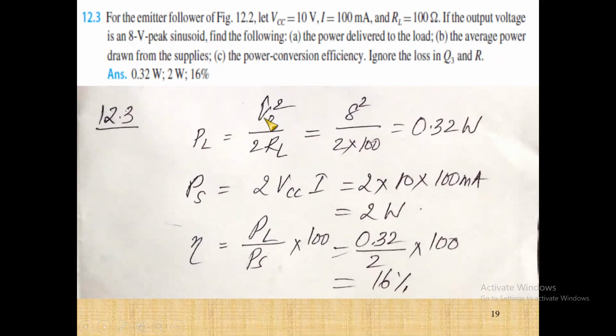So PL is equal to V0 squared by 2RL, where V0 is the peak value. So 8 squared divided by 2 into the value of RL, which is 100, and that gives us 0.32 watt. PS is equal to 2 VCC into I. The VCC value is 10 here, and the value of I is given as 100 milliamperes, and that turns out to be 2 watts. The efficiency is PL by PS into 100 in terms of percentage, and that will be 0.32 by 2 into 100, that is 16%. So that is what we have here.